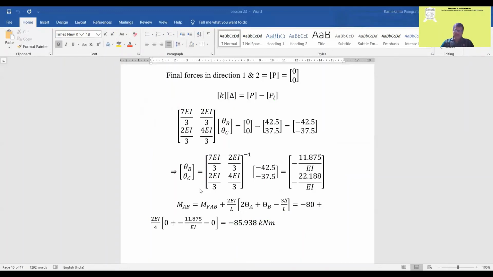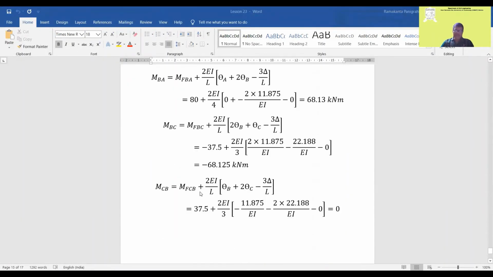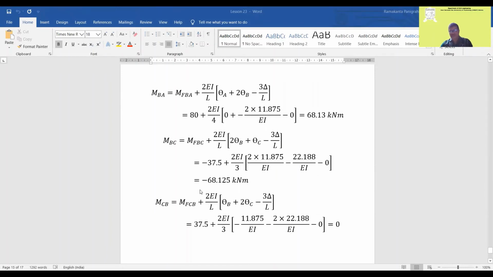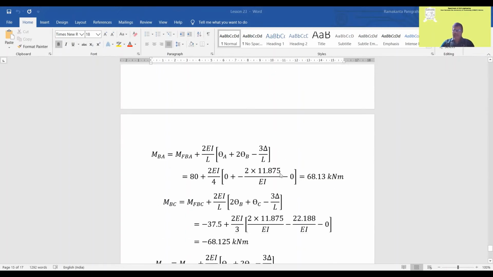In a similar way, we can find out MBA, MBC and MCB. You can calculate the values of MBA, MBC, MCB. So MAB was minus 85.938. Okay, so this is MAB.